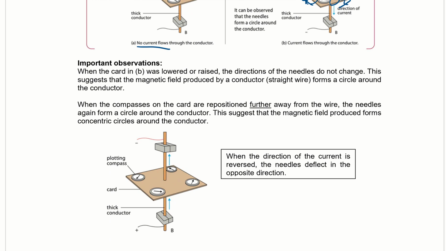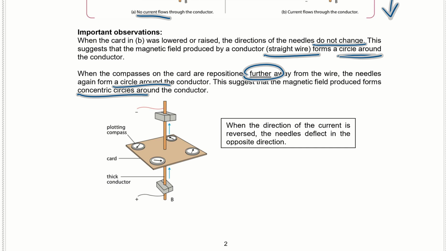Some important observations: when the compass was lowered or raised, the direction of the needles did not change, because the current was assumed to be flowing in a certain direction, going to the bottom of the page. This suggests that the magnetic field produced by a conductor or straight wire forms a circle around the conductor. When the compasses are repositioned further away, the needles again form a circle. This suggests that the magnetic field produced forms concentric circles. However, when the direction of the current is reversed, the needles will deflect in the opposite direction.